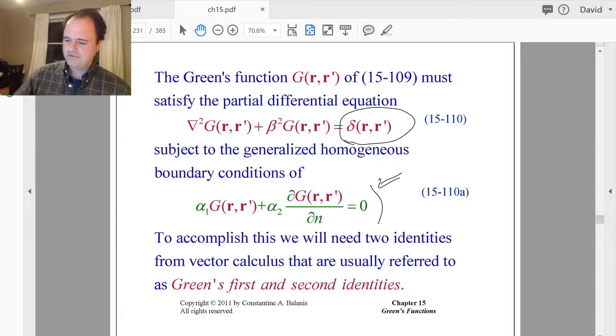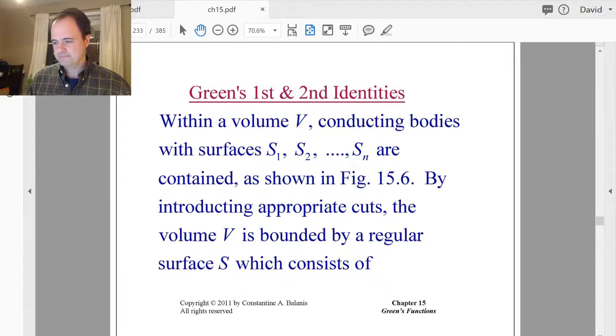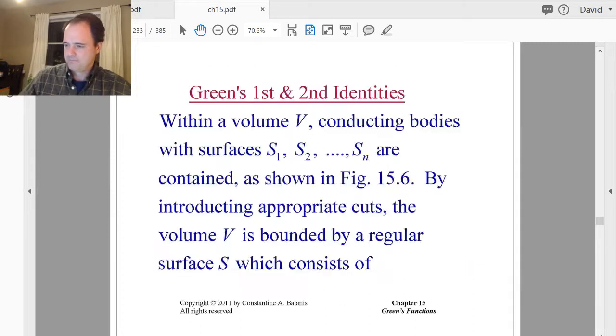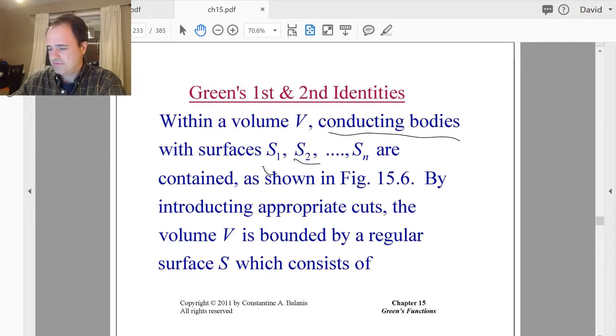All right, so the first thing we have to do is get some tools in our tool chest, and that's Green's first identity and Green's second identity. So let's calculate those first. Okay, so we're going to take a look at a volume, this volume right here. And we have conducting bodies within this volume that has surfaces S1, S2, all the way up to Sn. So we have N bodies.